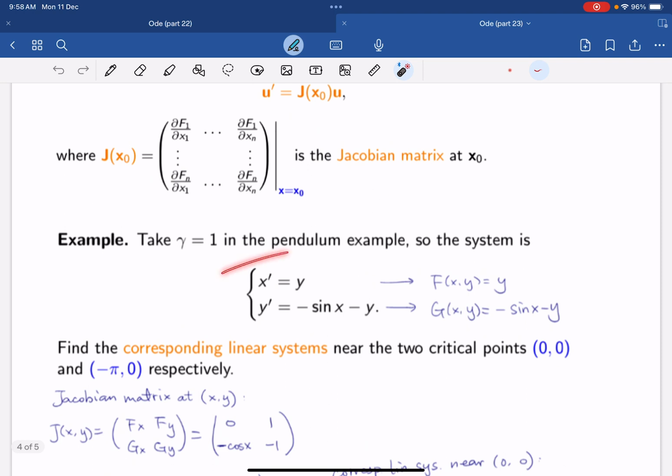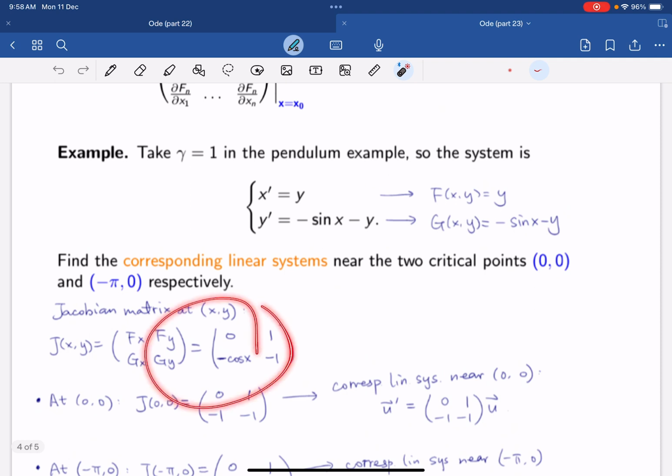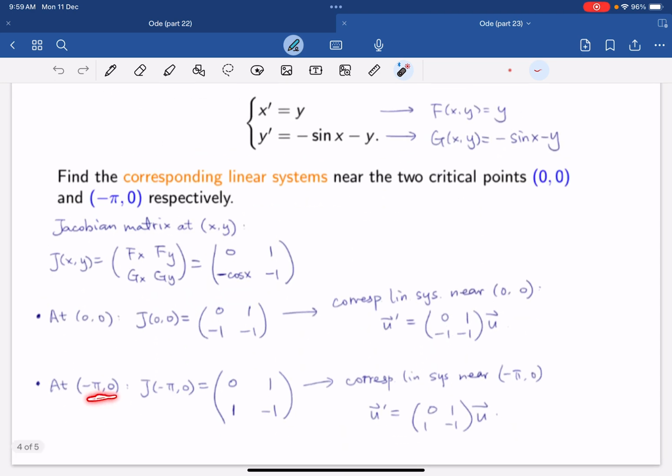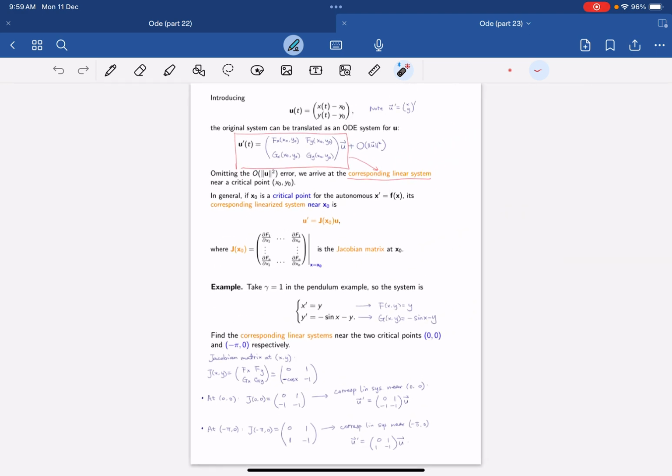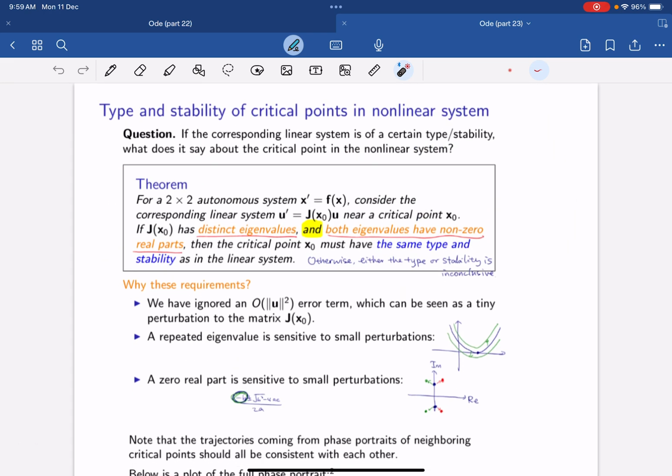So let's just take this example, and we see that x prime equals y, y prime equals this, f is this, and g is this. So at (0, 0), we first find the Jacobian is this. At (0, 0) it is 0, 1, minus 1, 1 minus 1. So this is the system, and for minus pi, it will be 0, 1, 1, minus 1. So this is the corresponding linear system. So this should be pretty straightforward. And now the question comes, what will be the stability?